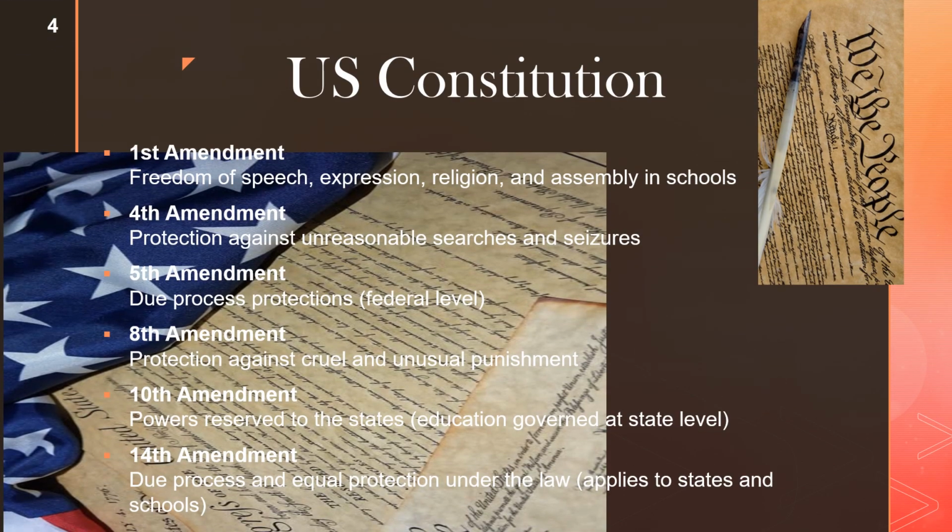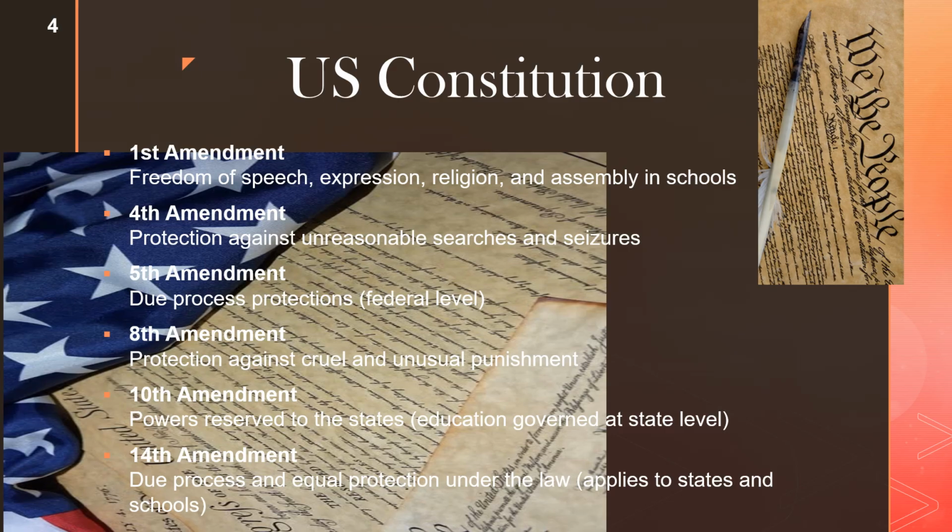The U.S. Constitution provides the foundation for student rights in schools. Several amendments are particularly relevant to education. The First Amendment protects student expression, although it can be limited in cases of disruption. The Fourth Amendment governs searches conducted by school officials, requiring reasonable suspicion rather than probable cause. The Fifth and 14th Amendments ensure due process, especially in disciplinary situations.